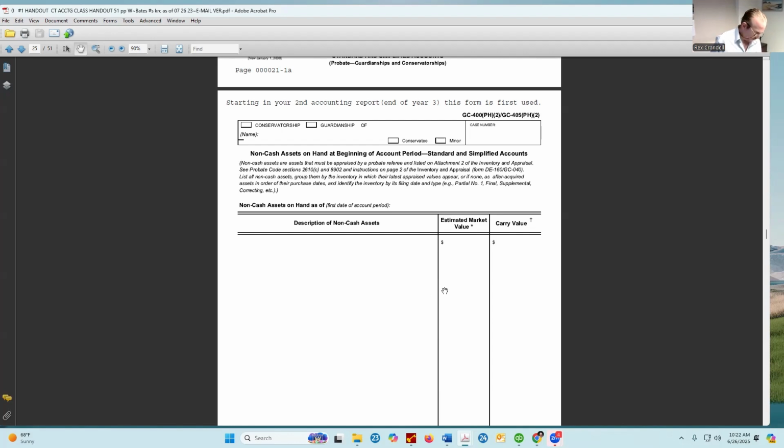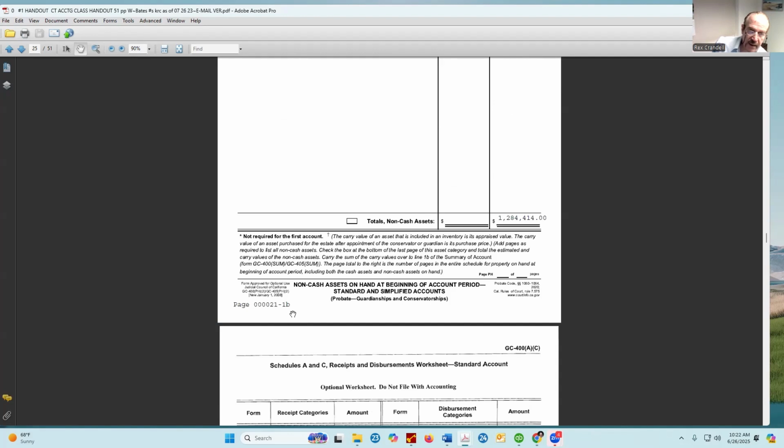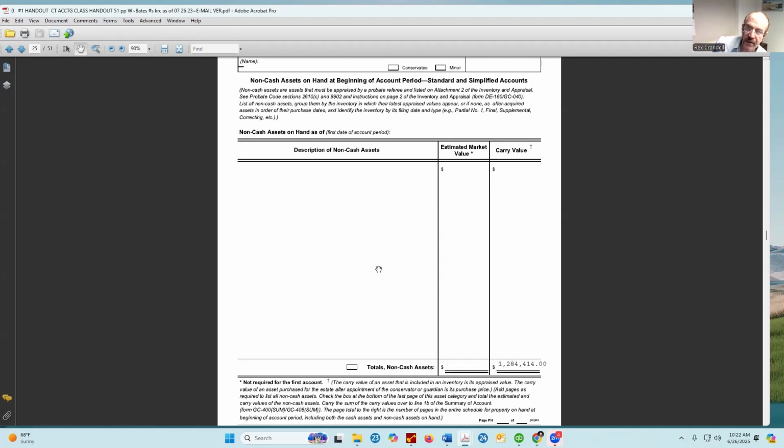And the reason for my recommendation is that when probate examiners or beneficiaries are examining multiple years of assets, they can readily tell which assets are still there. The next item on this form, we're on page 21, 1B, is carry value, or correction, estimated market value.